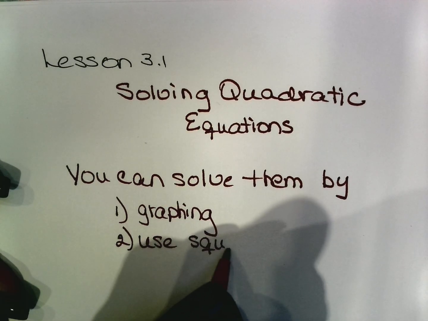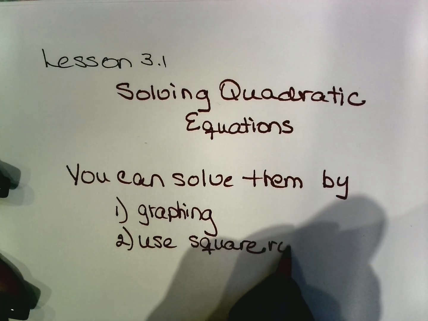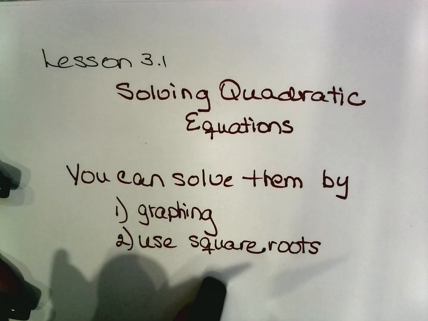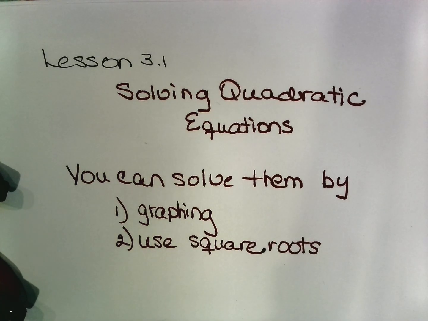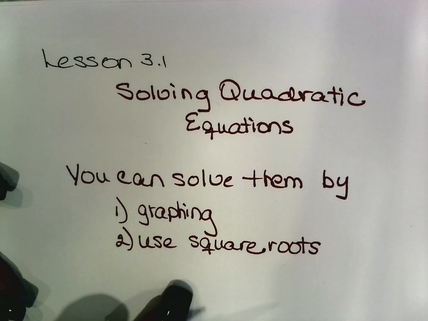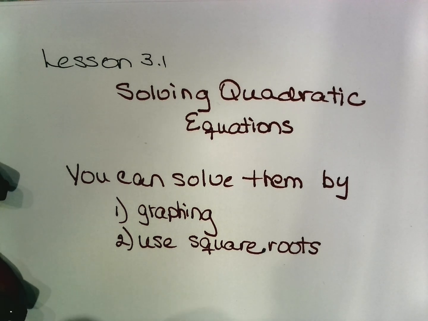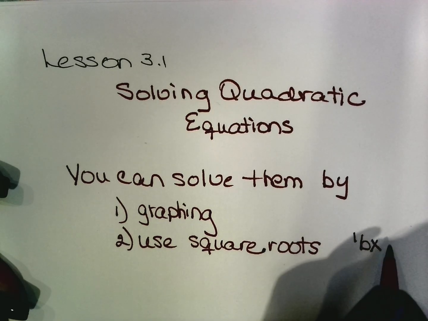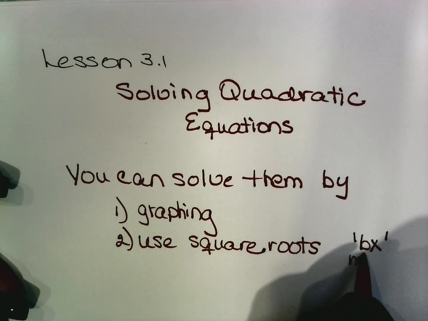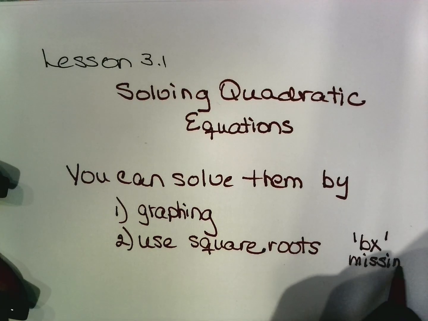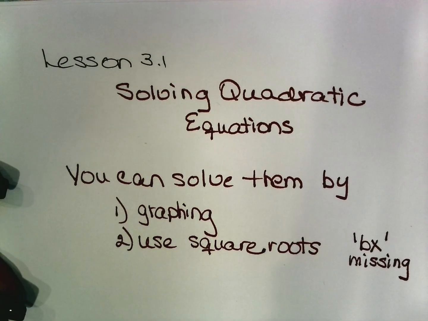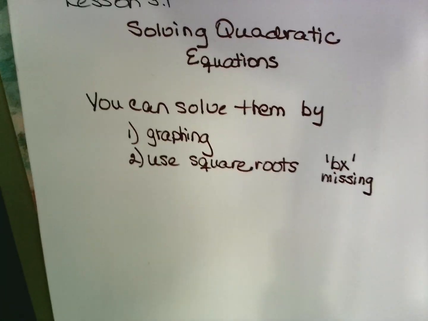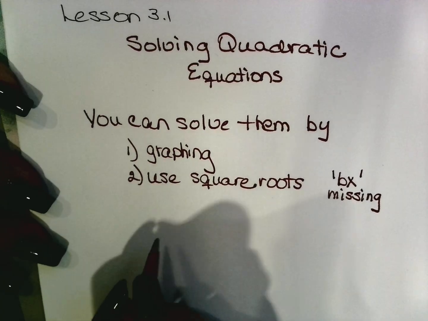So we can graph, we can use square roots, and you're going to see that that method works for a very specific type of quadratic equation. It has to be missing the bx term, and we'll talk about that in a minute. So bx is missing. If that term is not there, then you can use the square roots method.